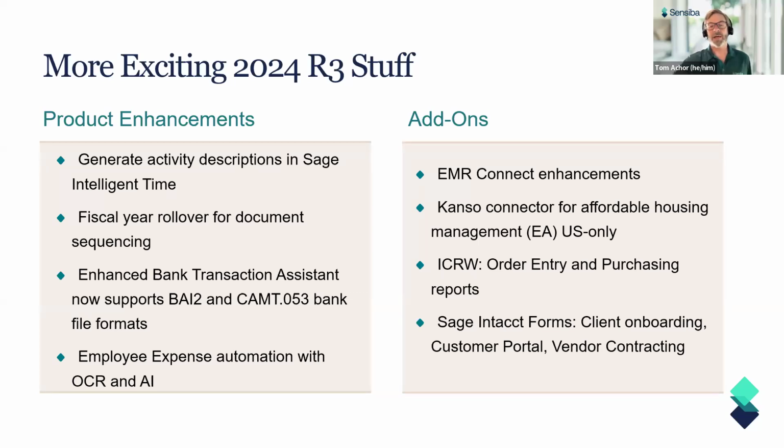For customers who have ICRW, the Interactive Custom Report Writer, there are now new sets of reports available for both order entry and purchasing, with a lot of cool features and visibility in those. And then with Sage Intacct Forms and Automation, there are new templates rolled out this quarter with the ability to automate and customize your client onboarding, a customer portal, and to manage vendor contracting. So check all those things out in the release notes, and Michael will show us how to navigate to that.